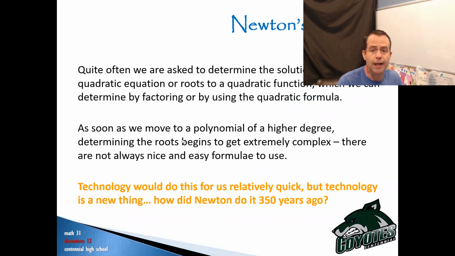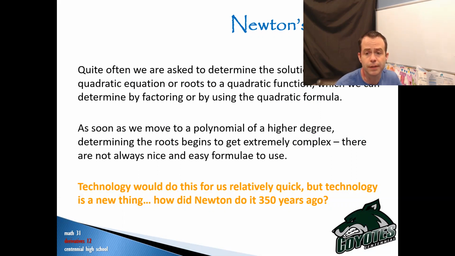So quite often we are asked to determine the solutions to a quadratic equation or roots to a quadratic function, which we can determine by factoring or by using the quadratic formula. Okay, and you guys have been doing that all your lives now. As soon as we move to a polynomial of a higher degree, determining the roots begins to get extremely complex. Now, in 30-1, we did talk about factoring degrees higher than 2. But if it wasn't factorable, we haven't really dived into other ways we could determine those roots. They're not always nice and easy formulas to use.